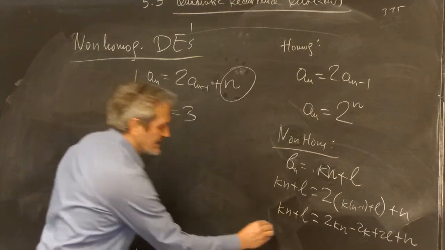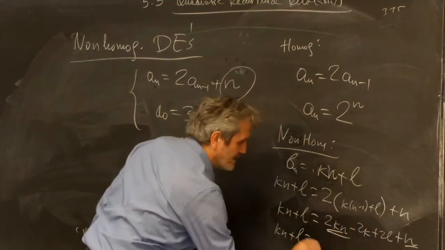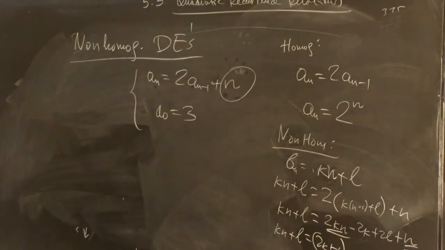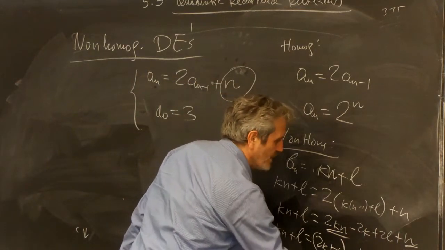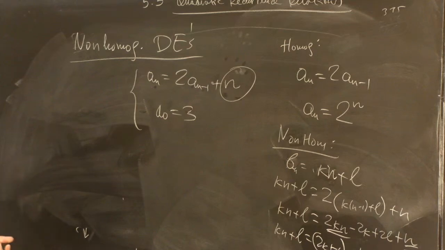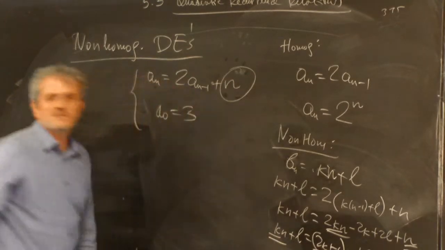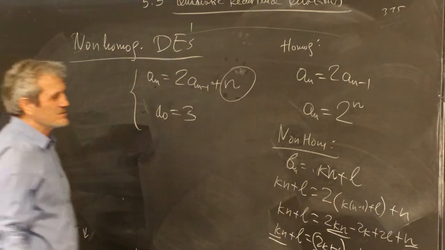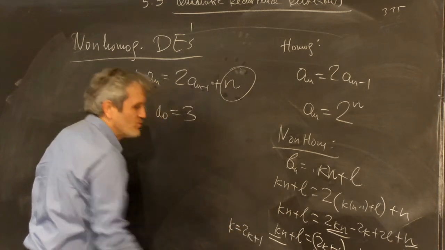So from here I get Kn plus L equals, combining n's, (2K plus 1)n, and plus 2L minus 2K. You ready? And now what? If I want this to happen, this must be equal to this. So what do I get? Do I get an equation in K? This is called the UC method, or method of undetermined coefficients. K must be 2K plus 1.